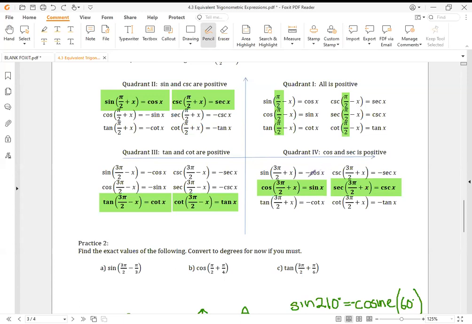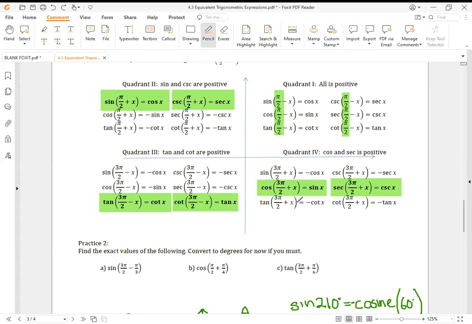As a summary, if the original ratio is cosine or secant, when you convert it, it remains positive. If the conversion gives you the cosine, it's not that it remains positive. That's all I can say. It's best if you practice it.